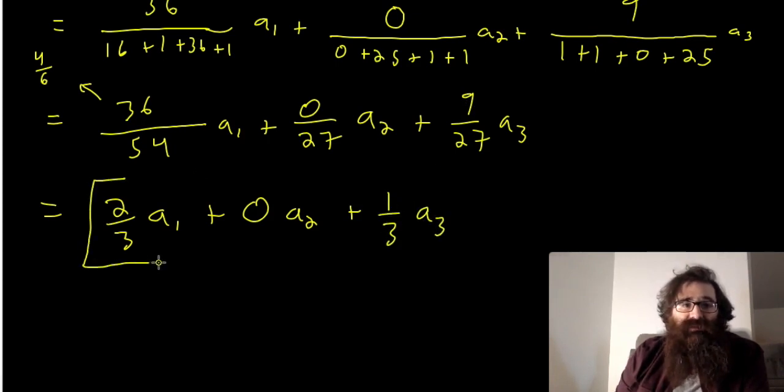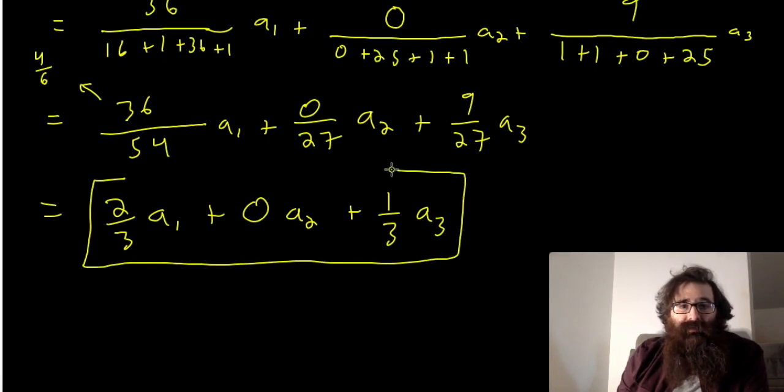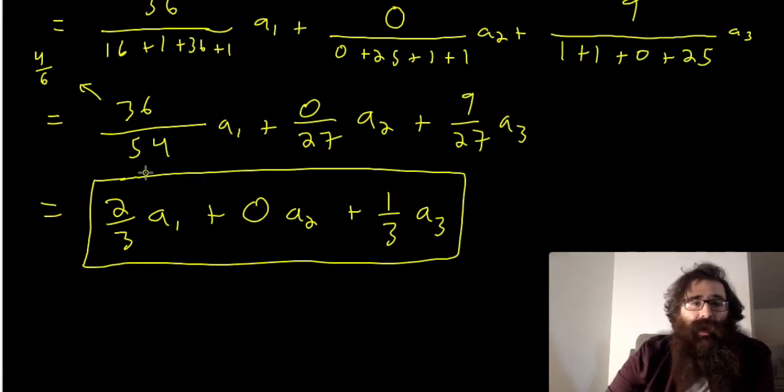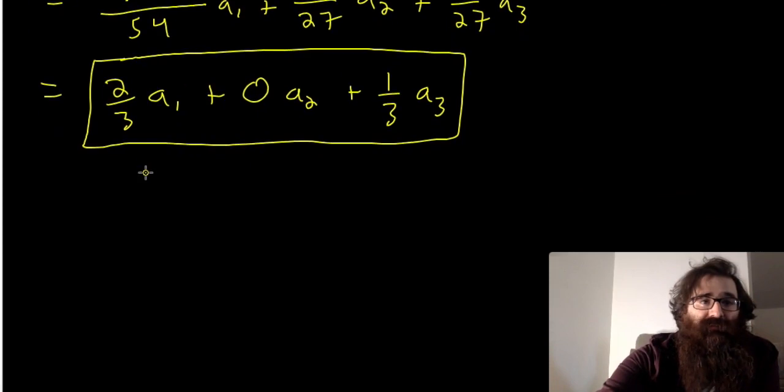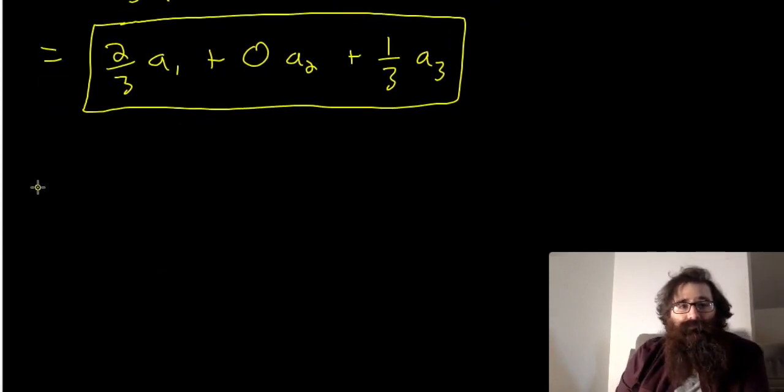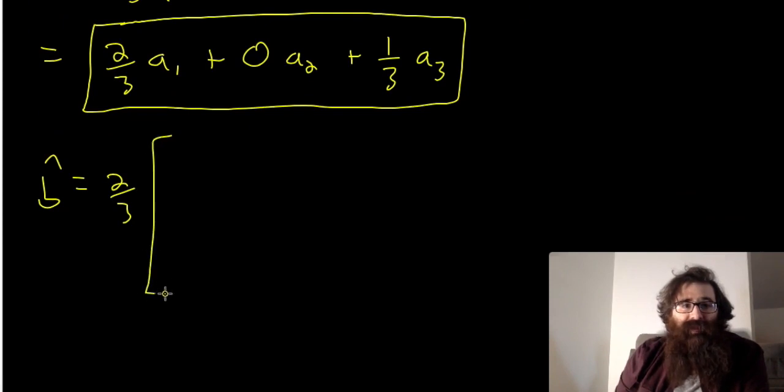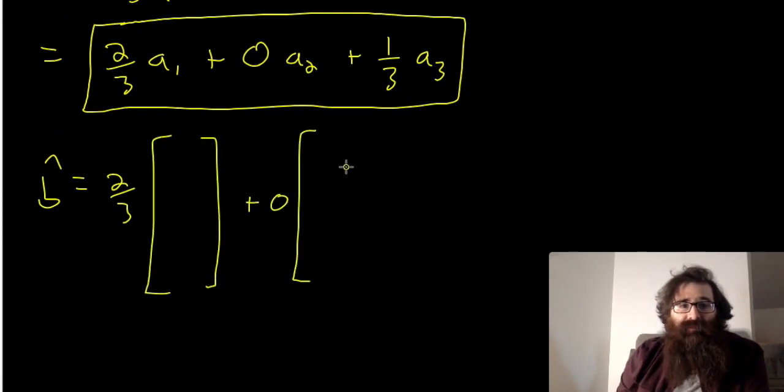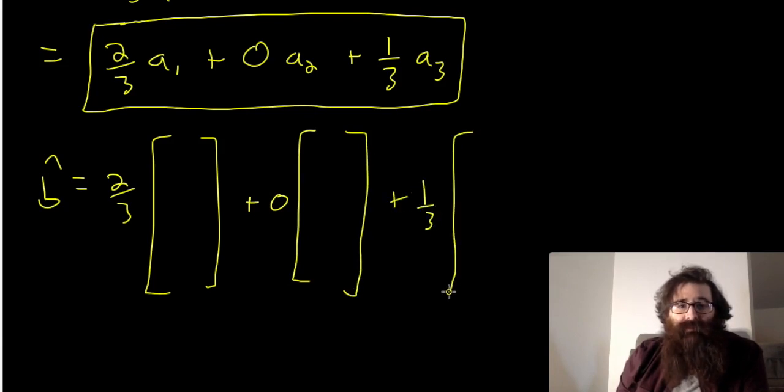And remember, this is going to be important. We're going to come back to this. But right now, I really want to build that projection vector b hat, where b hat is 2/3 times that column vector a sub 1 plus 0 times the column vector a sub 2 plus 1/3 times the column vector a sub 3.